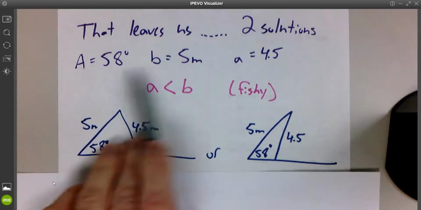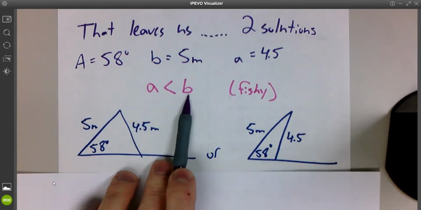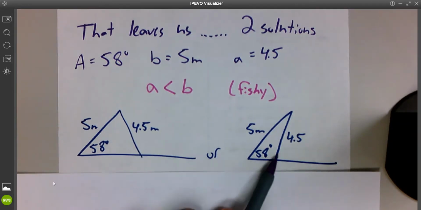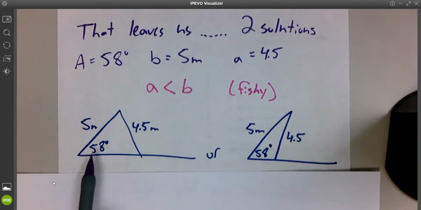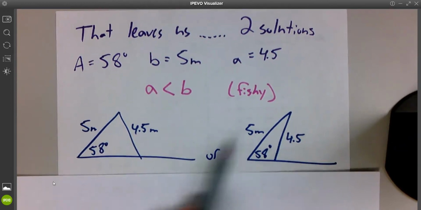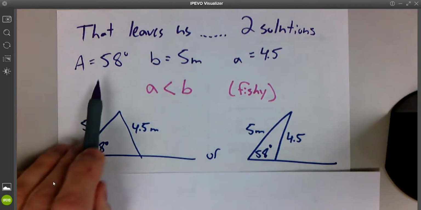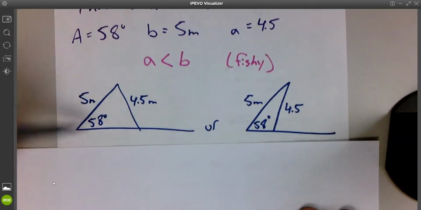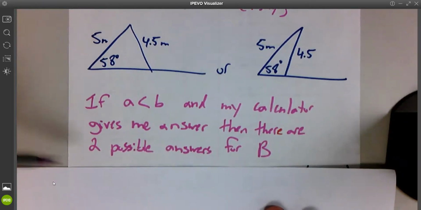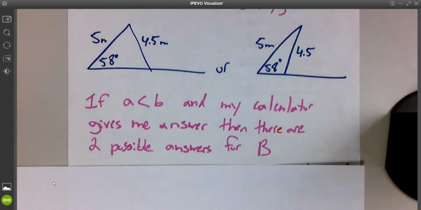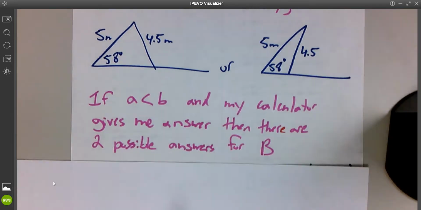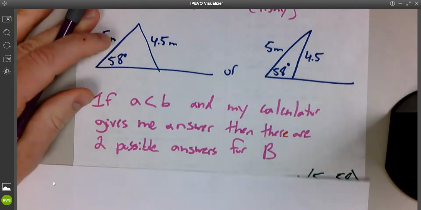Okay? So SSA, the side across is smaller than the other side. That's fishy. Something's going on. This is that case where I can have 2 different triangles that have all the same information: 58 degrees, 4.5, and 5. 2 separate triangles with these 3 pieces of information. We have to solve both of those triangles. There's what I just kind of told you guys and what's going to be on that checklist. Side across is smaller. Calculator gives me an answer. That actually means there are 2 answers.